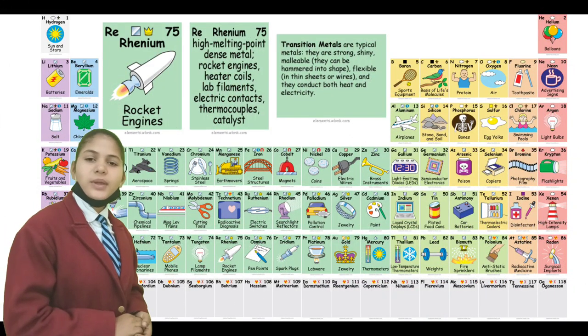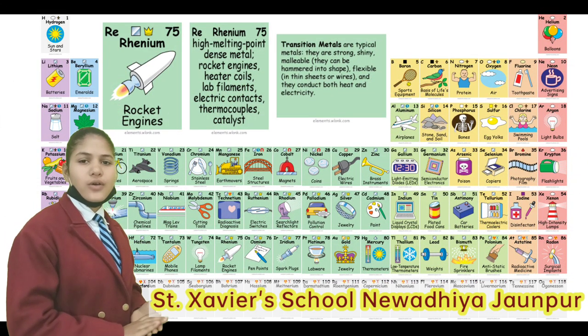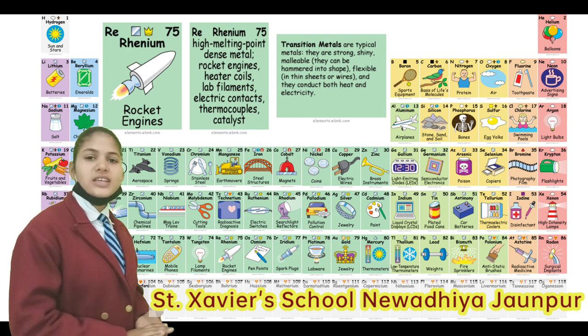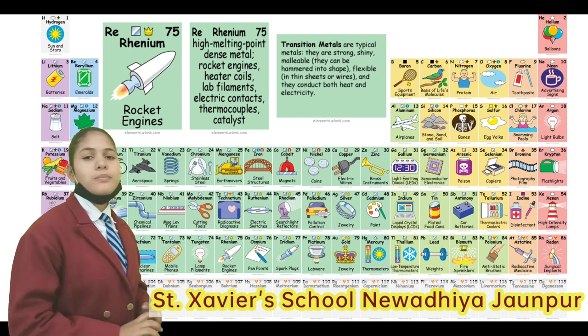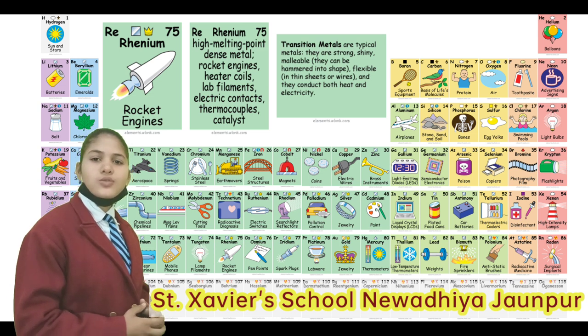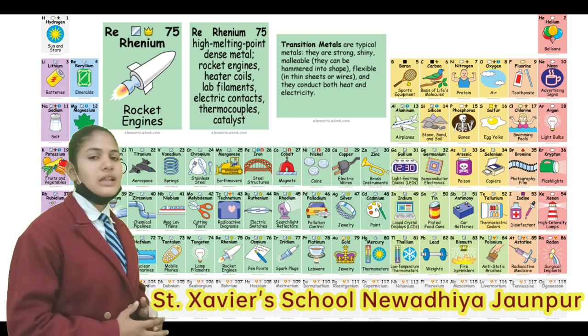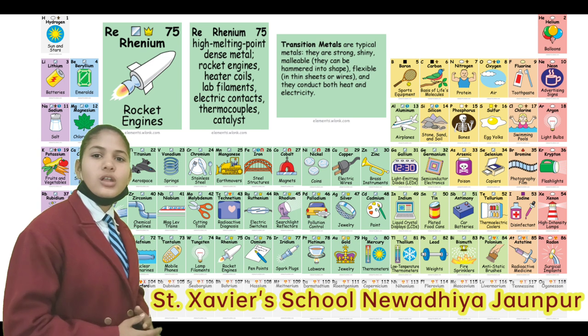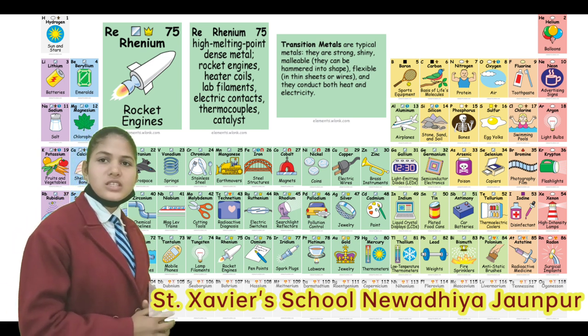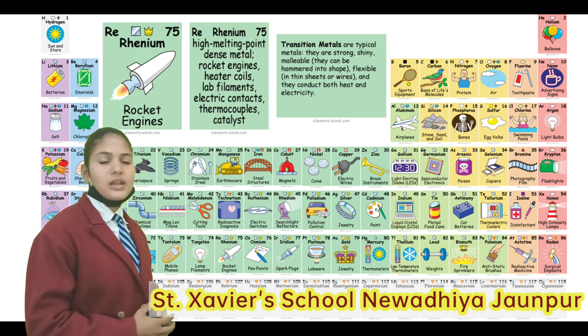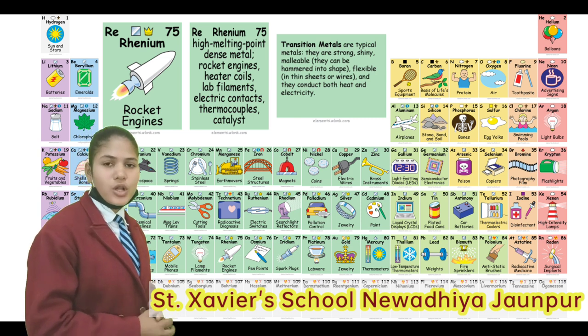The first element is hydrogen. Hydrogen is found in the sun and stars. Second is helium. Helium is used in balloons. Lithium. Lithium is used in batteries. Beryllium. Beryllium is used in emeralds. Boron. Boron is used to make sporting fiber. Carbon. Carbon is the basis of life molecules.